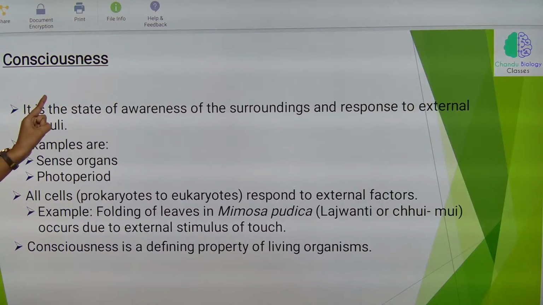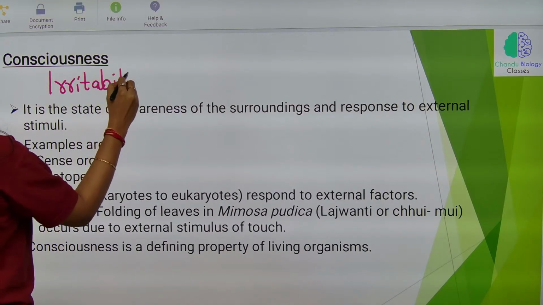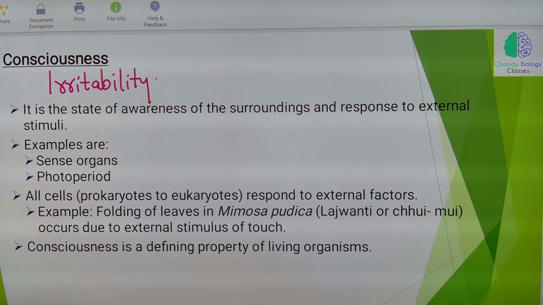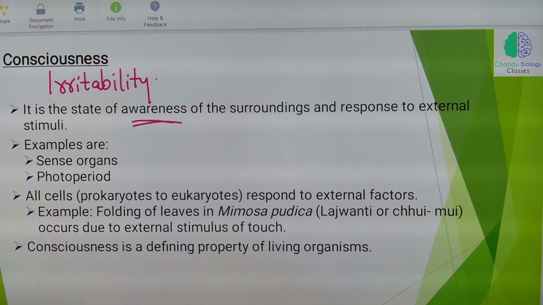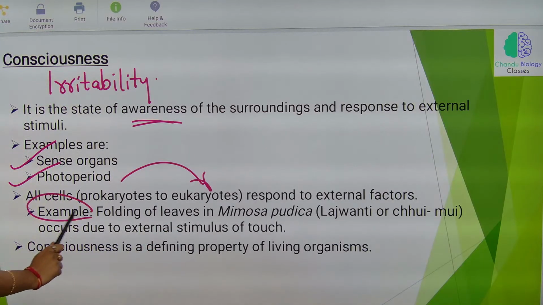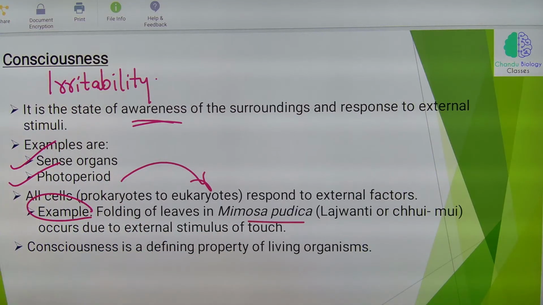So, consciousness or responding to external stimuli is also considered irritability. It is a state of awareness of surroundings and response to external stimuli. Examples include sense organs and photoperiod. All cells from prokaryotes to eukaryotes respond to external factors. For example, folding of leaves in Mimosa pudica, the touch-me-not plant, is also a response. So, consciousness is a defining feature for all living organisms.